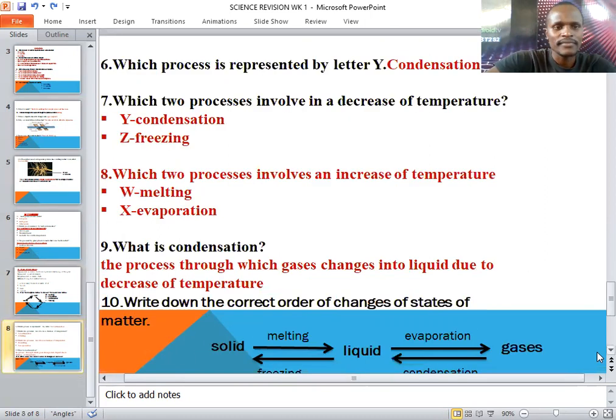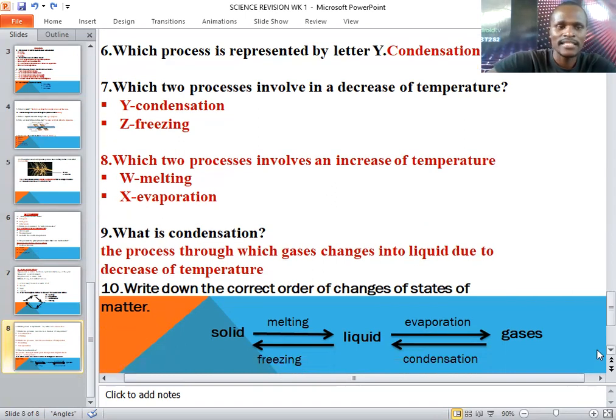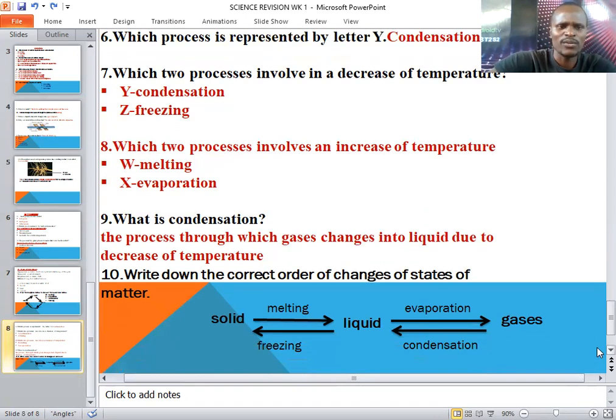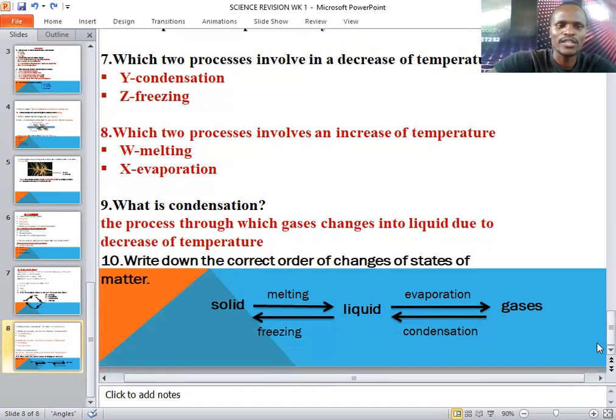And then number 8, which 2 processes involve an increase of temperature? That is melting and evaporation. You could just write W and X. Let's look at number 9. Number 9 was a very simple question. I was asking you, what is condensation? Look at this, very simple. Condensation is the process through which gases change into liquid due to decrease of temperature.